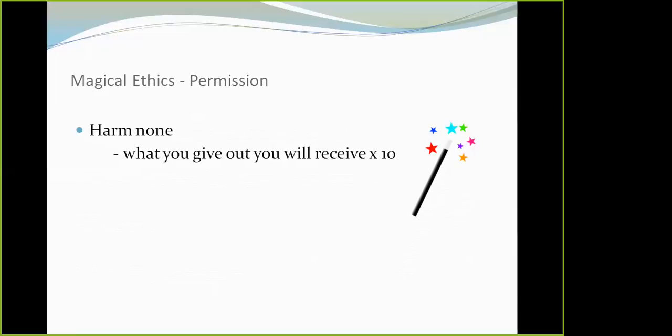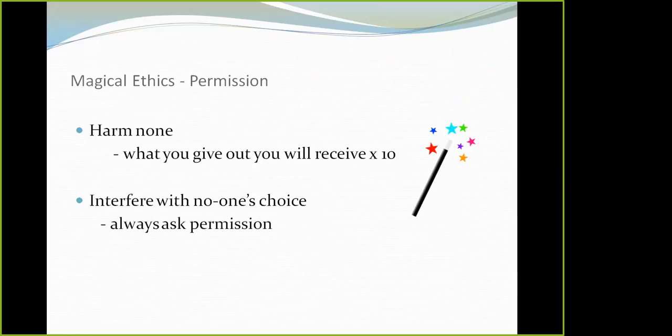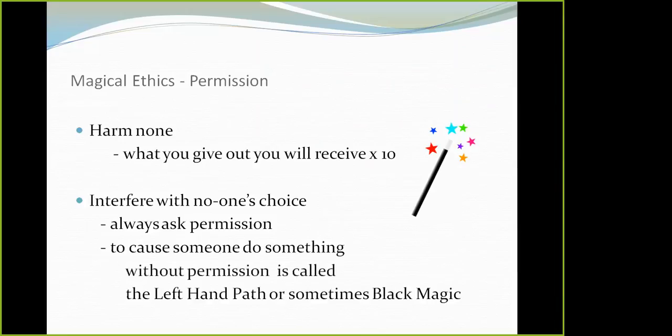It also works the other way. So if you decide that you want to do something to hurt somebody, remember it's going to come back on you 10 times. You interfere with nobody's choice. What that means is if you really, really love that person who lives across the road from you, you can't do a spell to make them love you. Because if you do, and you don't ask their permission, and you cause someone to do something that's against their will, that's called the left-handed path, or otherwise known as black magic. That will come back and it will bite you on the bottom so hard. Always ask permission if someone else is involved.